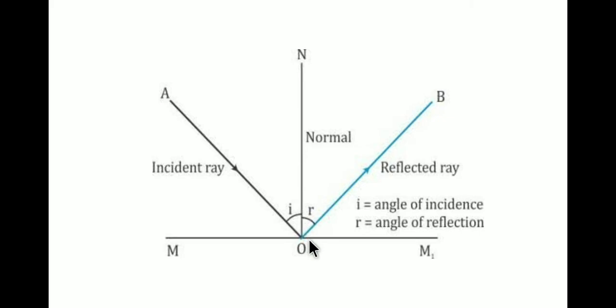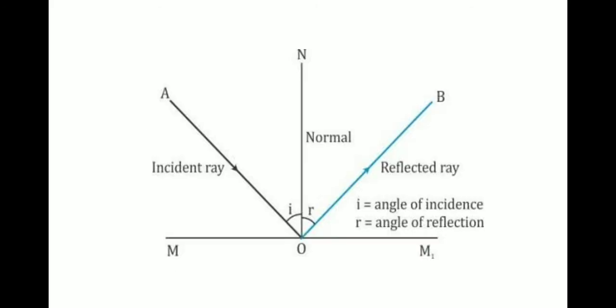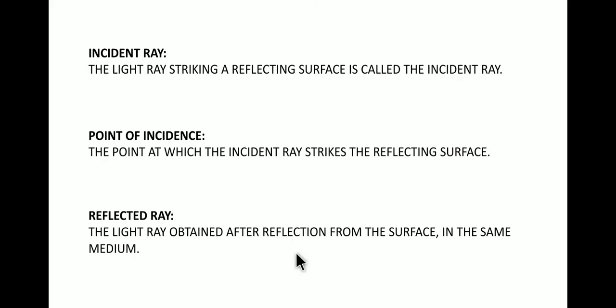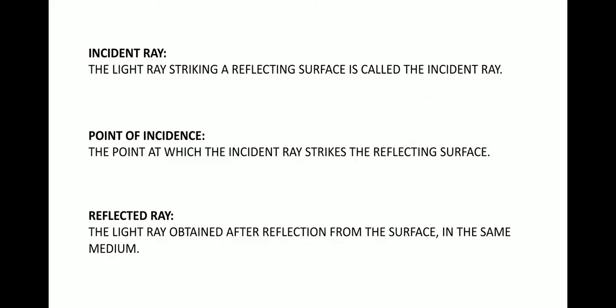Okay, so let's see the definitions. Incident ray: the light ray striking a reflecting surface is called the incident ray. So over here AO is the incident ray. Next, the point of incidence: the point at which the incident ray strikes the reflecting surface. So this point O is considered as the point of incidence. Over here the incident ray is striking at the surface, so point O becomes the point of incidence.